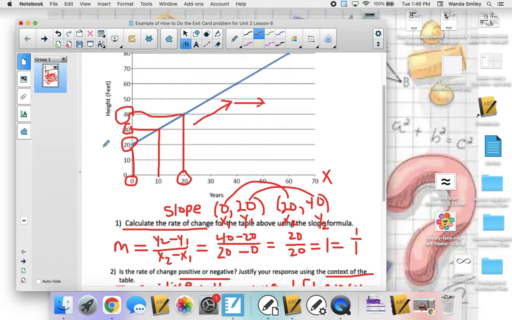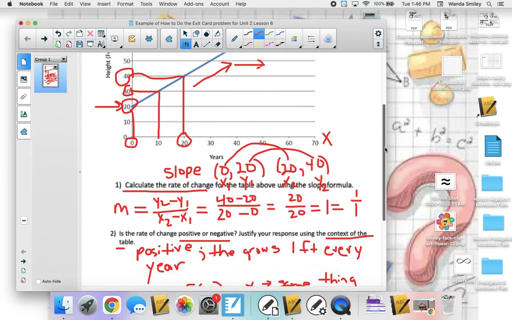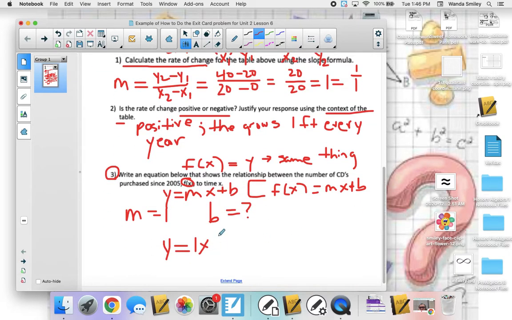So that means we had to make an adjustment. The fact that when it was 0 years it is 20 feet tall means the tree had to be 20 feet tall when you bought it. So that's where the b comes from. We're going to add 20 to that.